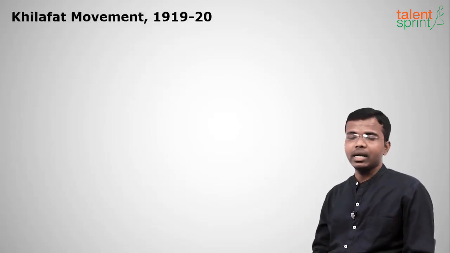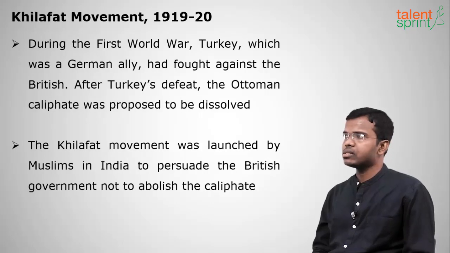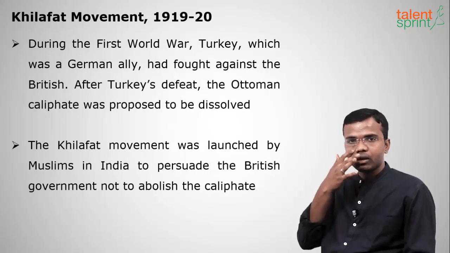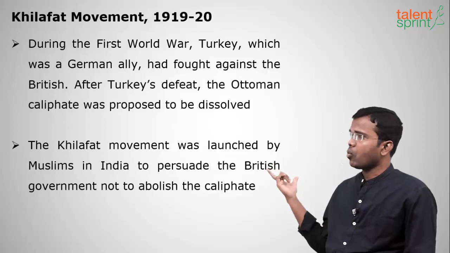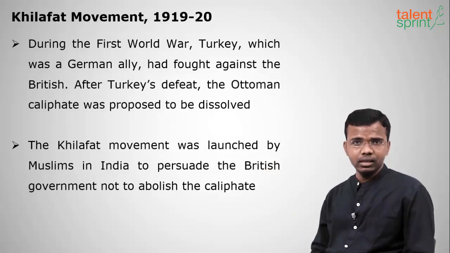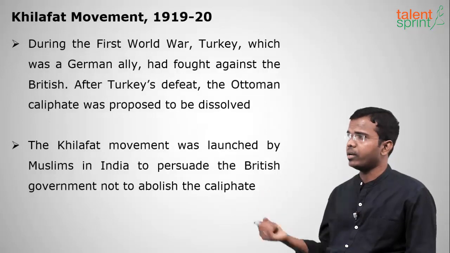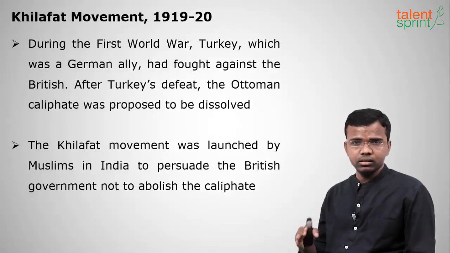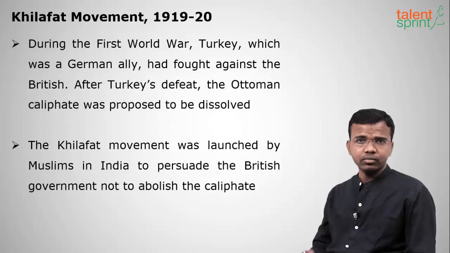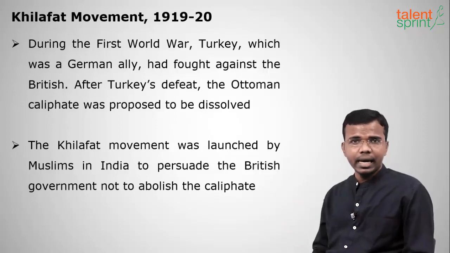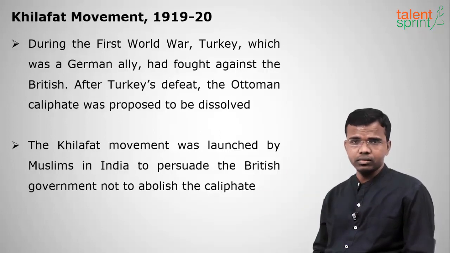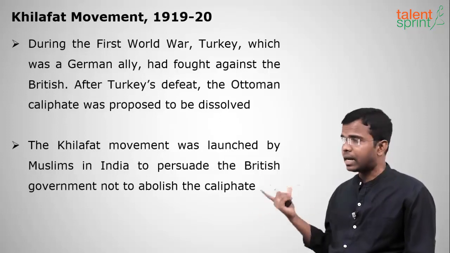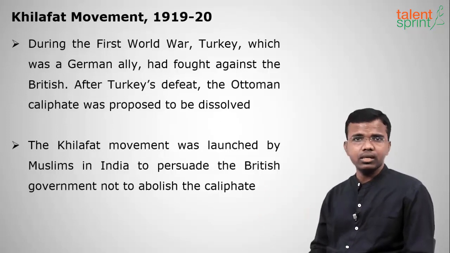Next is the Khilafat Movement, 1919 to 1920. During the First World War, 1914 to 1919, Turkey, which was a German ally, was defeated by the British. After the defeat, Turkey was ruled by a caliphate. The ruler of Turkey was the caliph of all the Muslims in the world. After the death of Prophet Muhammad, there were caliphs; different people used to claim to be caliph. Caliph means the head of all the Muslims over the world.